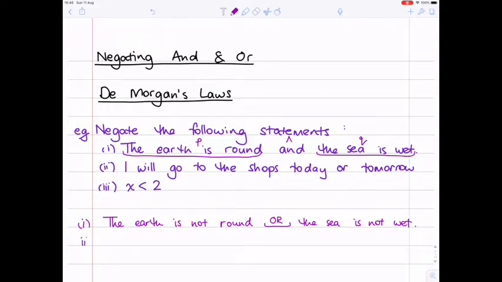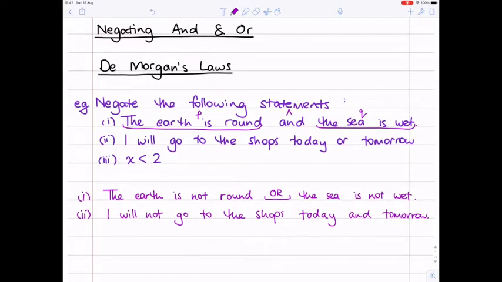If we look at the second sentence, I will go to the shops today or tomorrow, if we want the negation of that, we're going to have I will not go to the shops today and tomorrow. And if we look at the more mathematical one, if we want the opposite of x is less than 2, then our negation will be x is greater than or equal to 2.